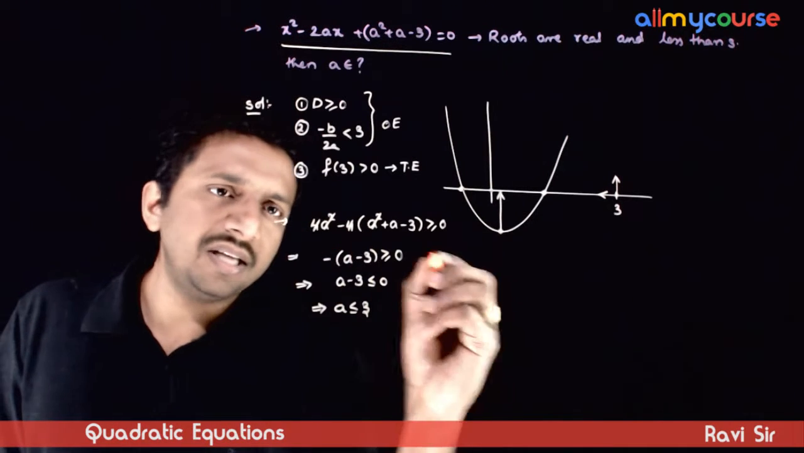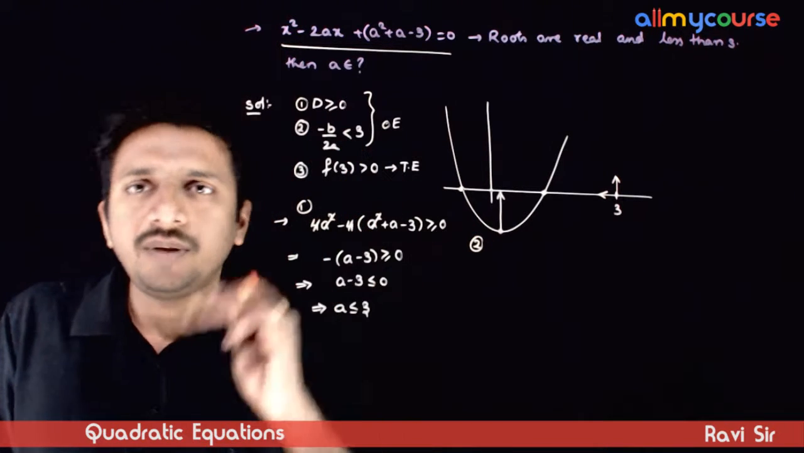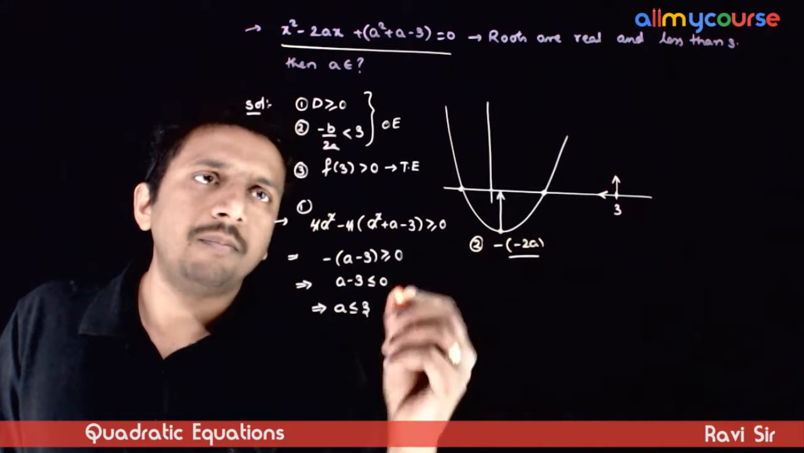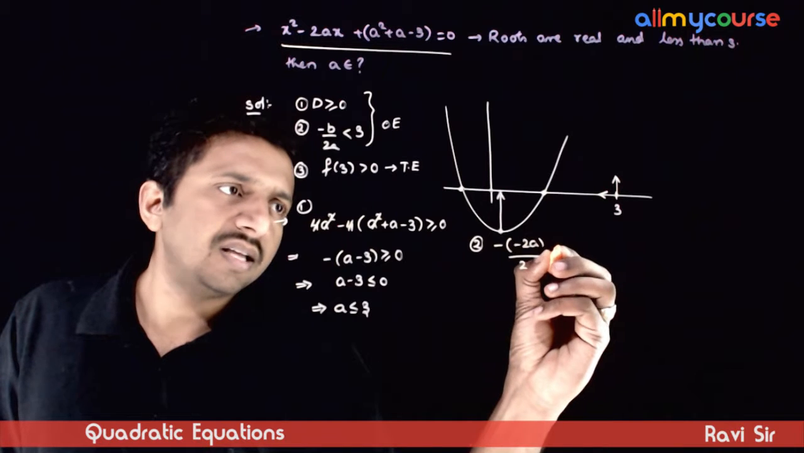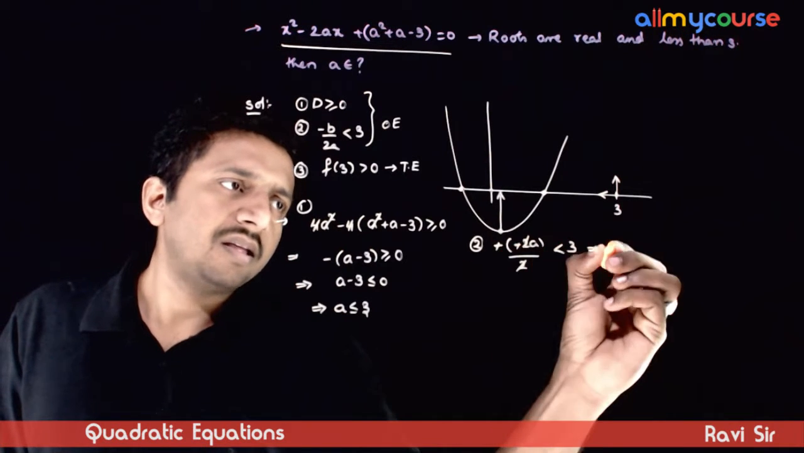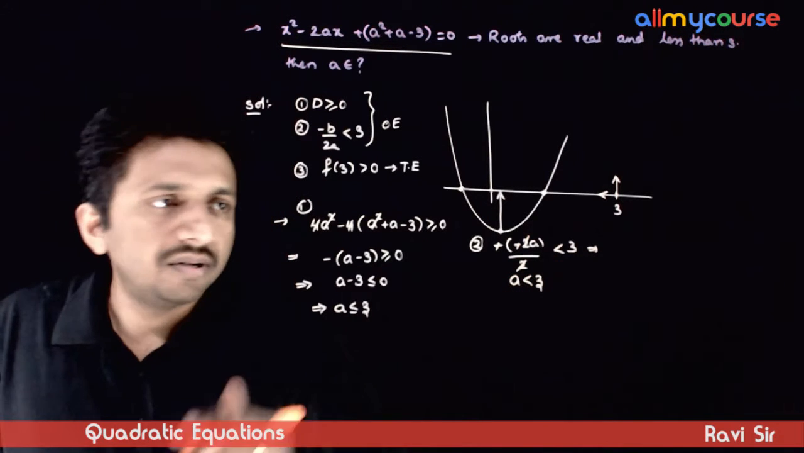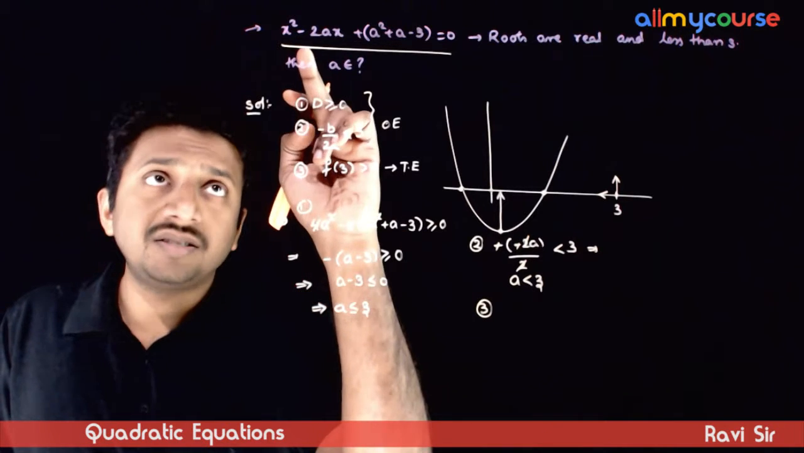The second condition is that minus b by 2a will be less than 3. So minus of minus 2a by 2 times the leading coefficient, which is 1, is less than 3. This implies a is less than 3. That's the second condition. The third condition is that f of 3 is greater than 0.